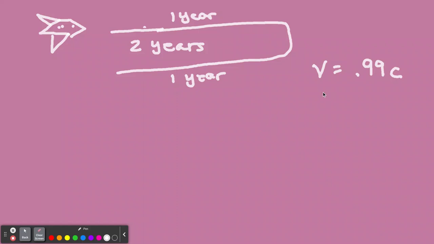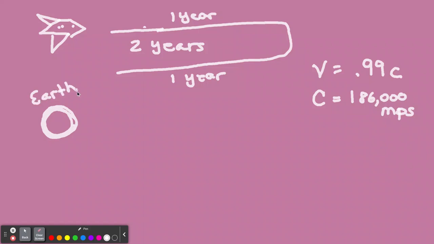Do you remember what the speed of light was? Right? 186,000 miles per second. So when we get back to Earth, going at that speed, what was the time dilation? Is Earth or Mars, wherever we're going. So 1 year out, 1 year back, so it's a total of 2 years. So do you remember the formula?